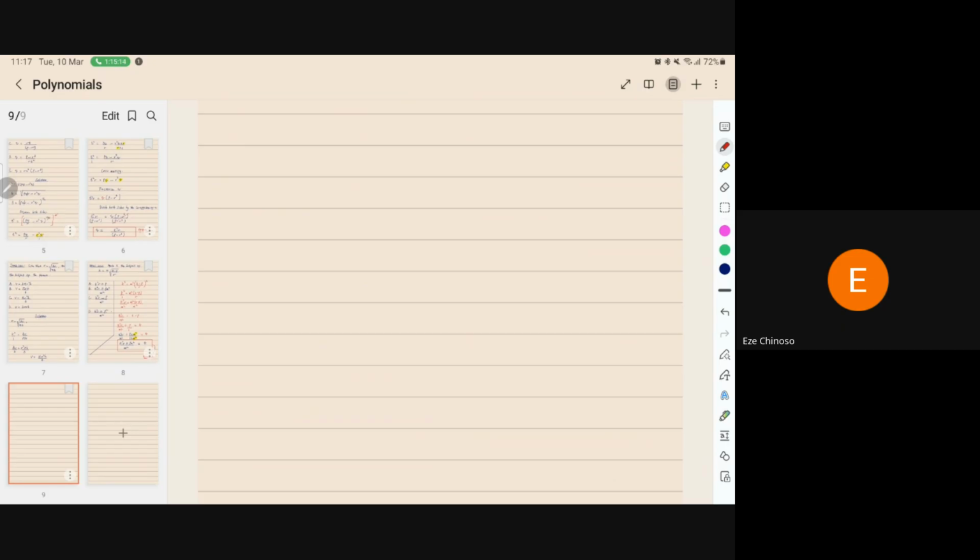Then let me see whether I can add one more for you guys to just go and solve questions. Go online, go check past questions. So there's no need. Let's just proceed. All right. So let's look at factor and remainder theorem.